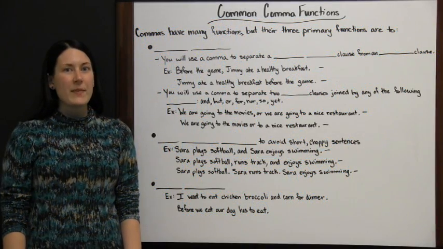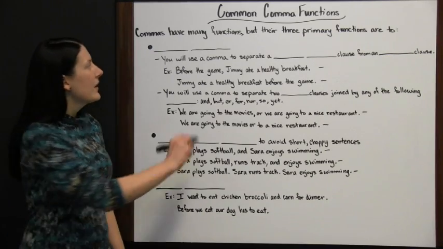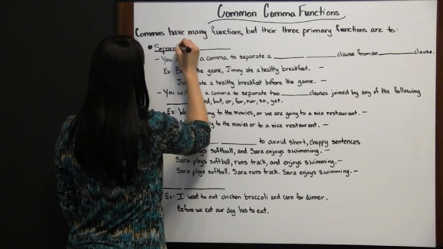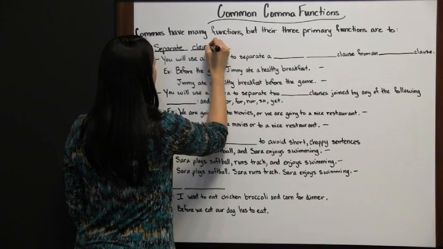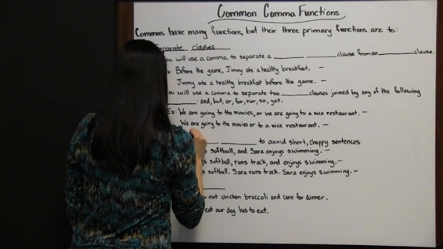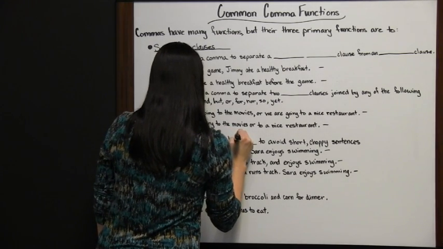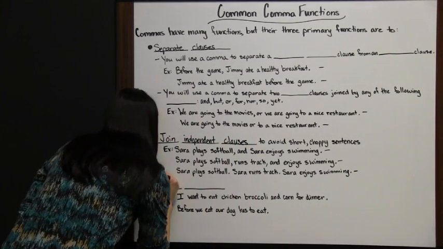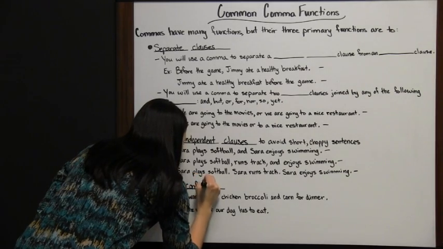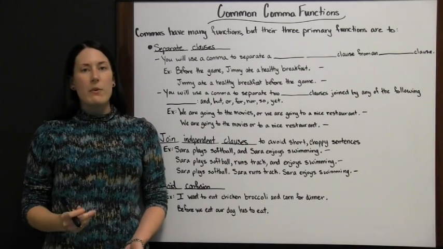Common comma functions. Commas have many different functions, but their three primary functions are to separate clauses, join independent clauses, and they're used to avoid confusion. So since we talked about separating and joining clauses, let's first talk about what a clause is.